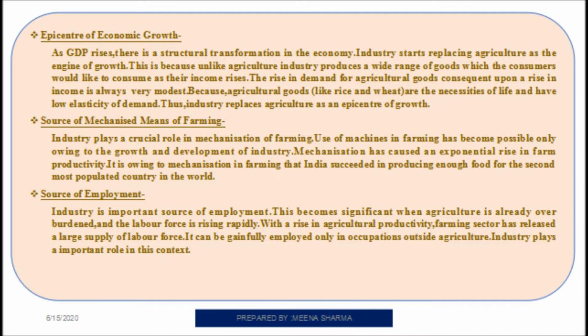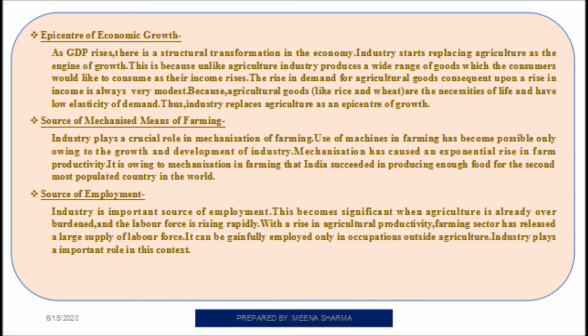First point, epicenter of economic growth. As GDP rises, there is a structural transformation in the economy. Industry starts replacing agriculture as the engine of growth. This is because, unlike agriculture, industry produces a wide range of goods which the consumers would like to consume as their income rises. The rise in demand for agricultural goods consequent upon a rise in income is always very modest, because agricultural goods like rice and wheat are the necessities of life and have low elasticity of demand. Thus, industry replaces agriculture as an epicenter of growth.